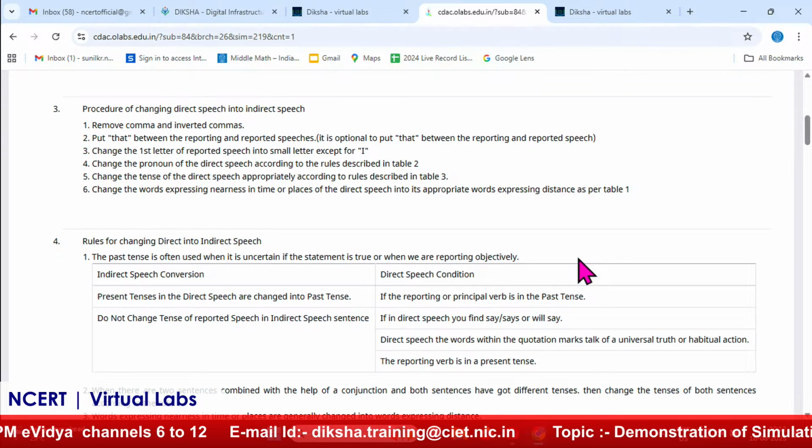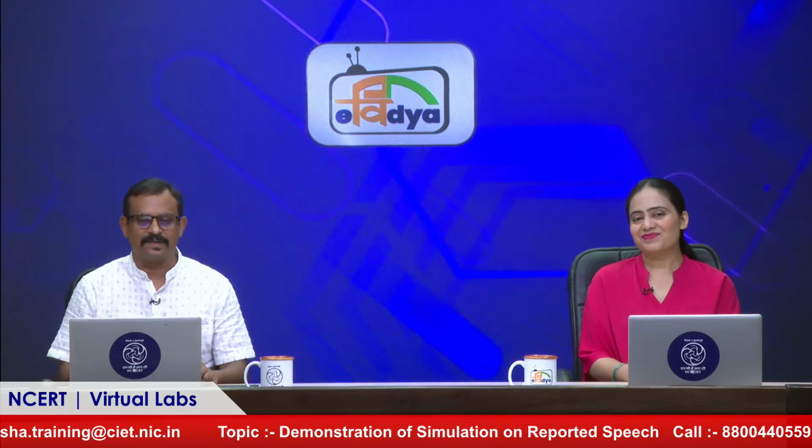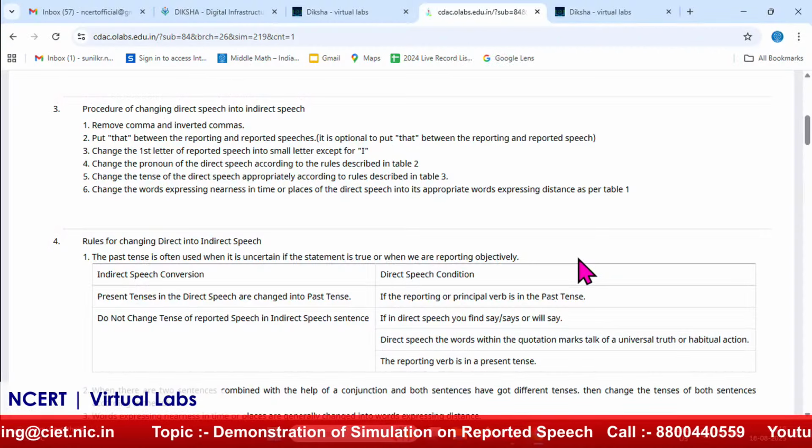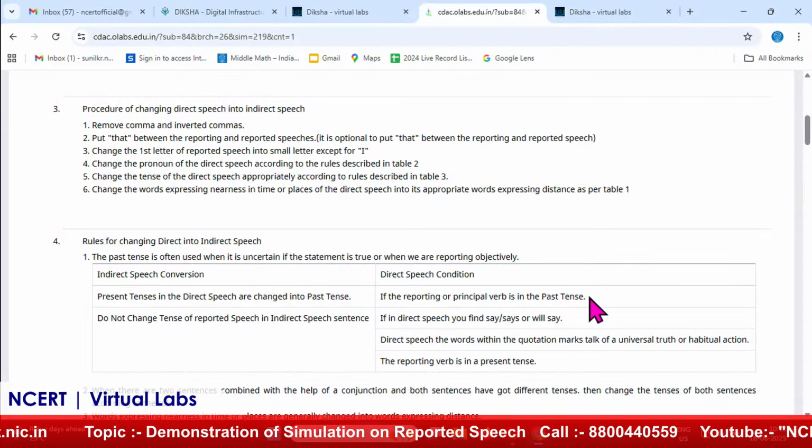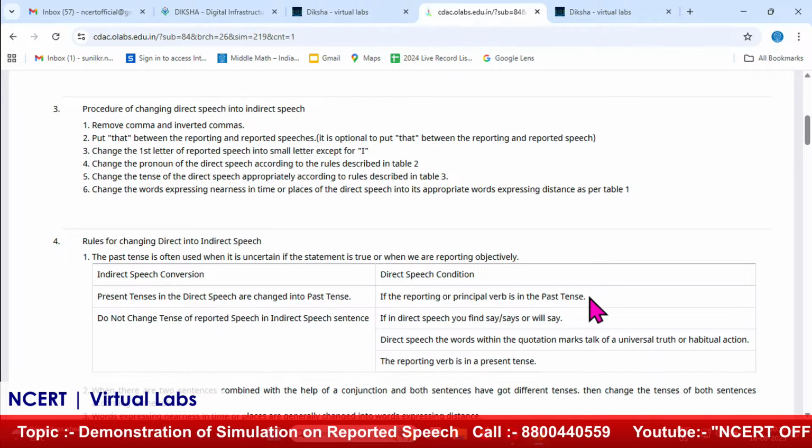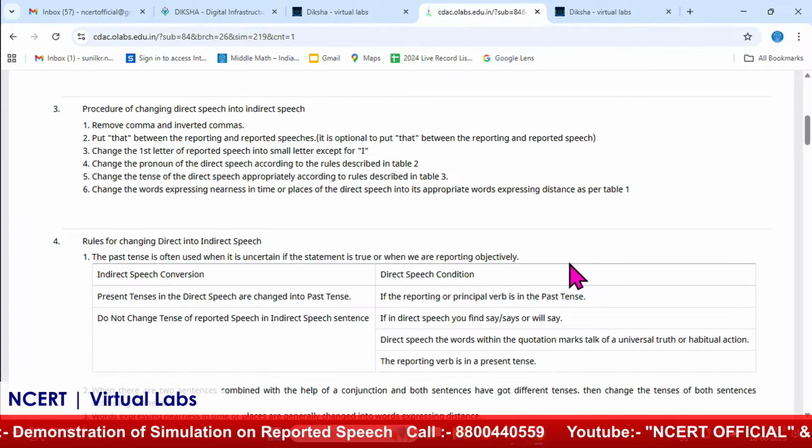That is a connector which will tell you what has happened. What? The answer of what is that. Right. She said what? She said that. And then that includes the rest of the sentence. Okay. So, put that between the reporting and the reported speeches. Change the first letter into small letter except for I.